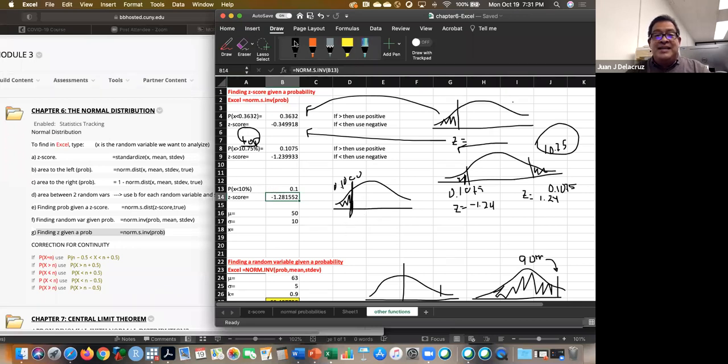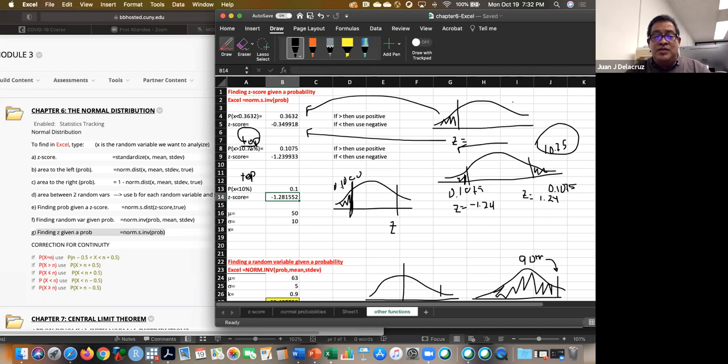For example, in this case, if I have the top 10%, you are measuring scores. So here in this case, you are looking for the lowest 10%. The top 10% is going to be on the other side. Of course, the C score in this case is going to be the same, but with a positive number. Okay, I hope it's clear. So just look at these cases.